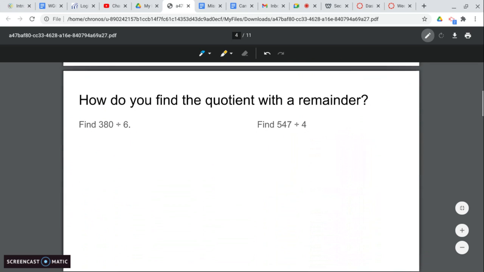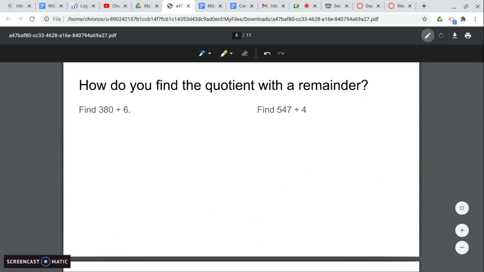Now, there was not a remainder with that one. The remainder was 0. But how do we find the quotient with a remainder? So we have 380. We're dividing it by 6. Can 6 go into 3? Nope, too small. Can 6 go into 38? Yes, it can. 6 times 6 is 36. So 38 minus 36 is 2. Bring down our 0. So now we have 20.